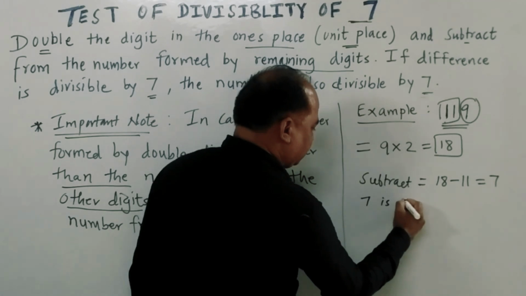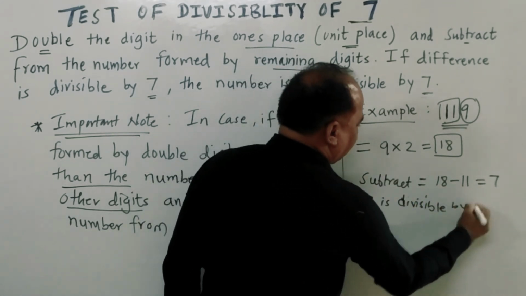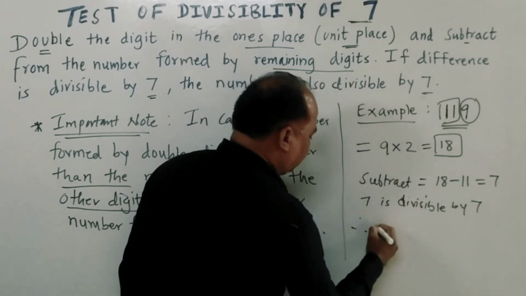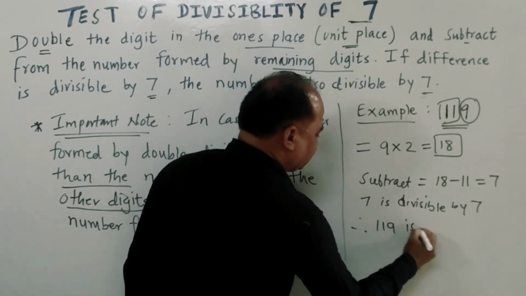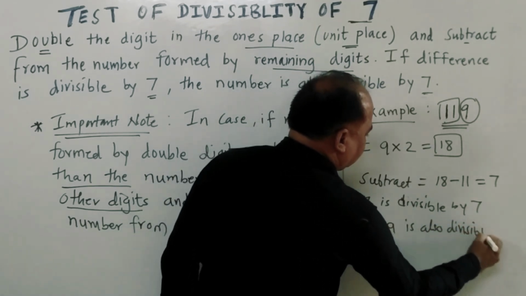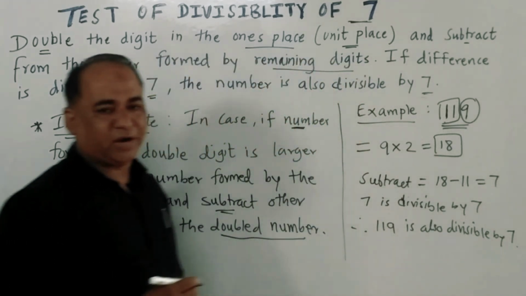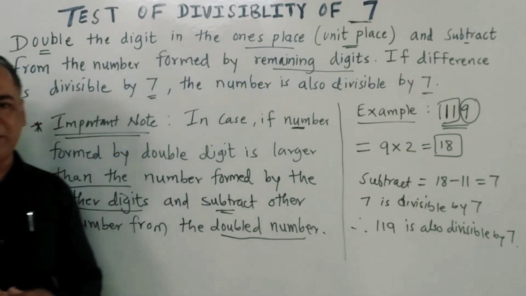7 is divisible by 7. Therefore, the number 190 is also divisible by 7. So this is the way you can find which numbers are divisible by 7.